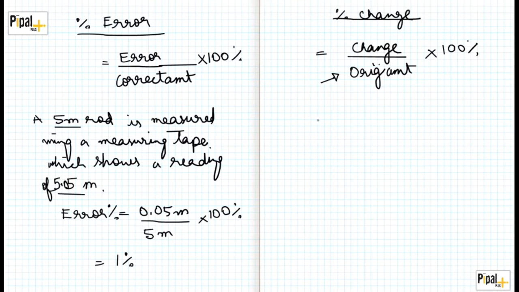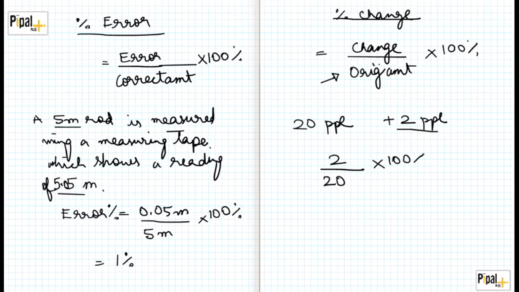So let's say there were 20 people in the room to start with, and then 2 more come in. If we have to find the percentage change, then the number of people who have come is 2. The number of people originally in the room is 20 and not 22, multiplied by 100%, which is equal to 10%.